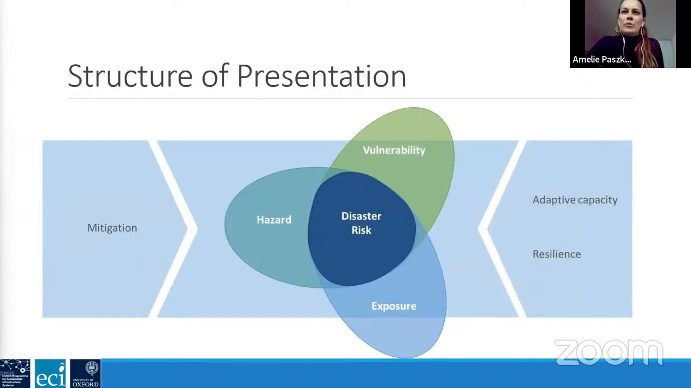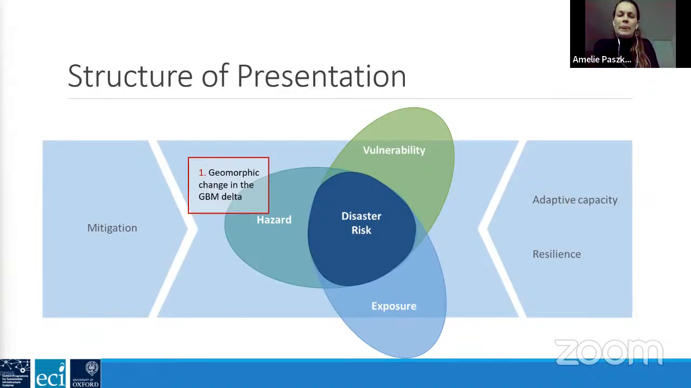So I will be using the IPCC definition of risk, which is the combination of hazard, exposure, and vulnerability, and we'll be using this framework to guide this presentation. Firstly, I'll be looking at the hazard component. In this section, I'll be presenting the recent publication in Nature Reviews Earth and Environment on the geomorphic evolution and current dynamics in the GBM Delta. This is the main part of the presentation.